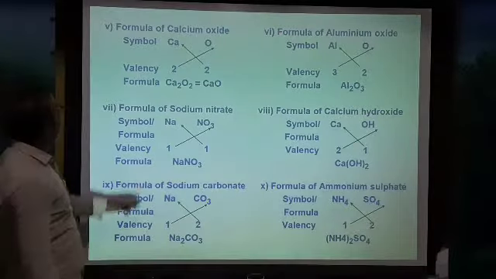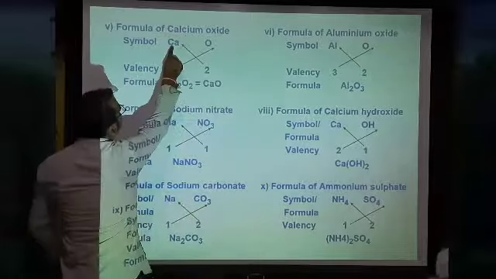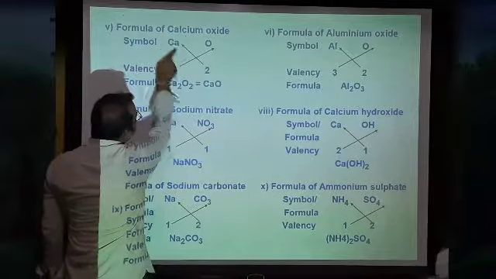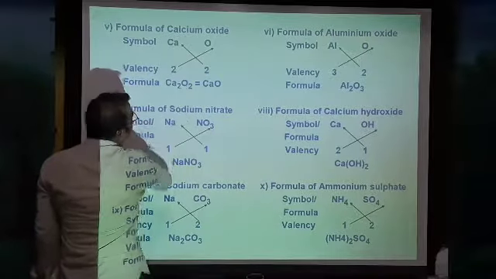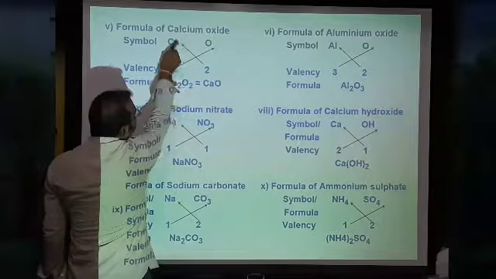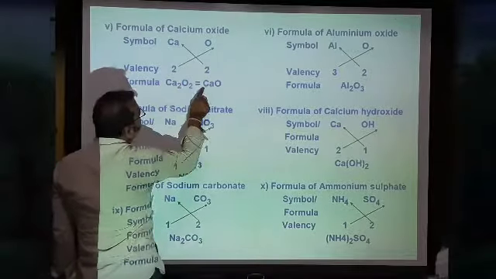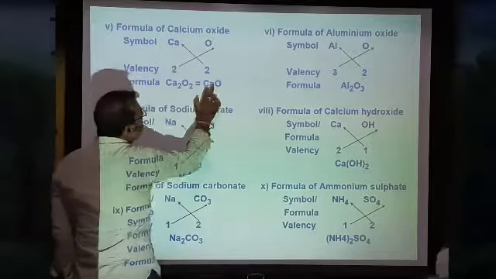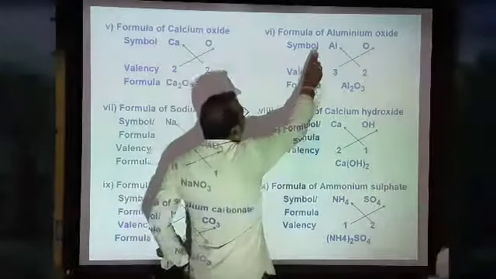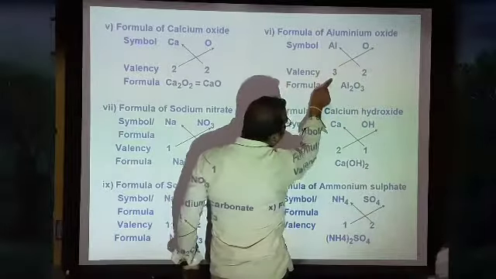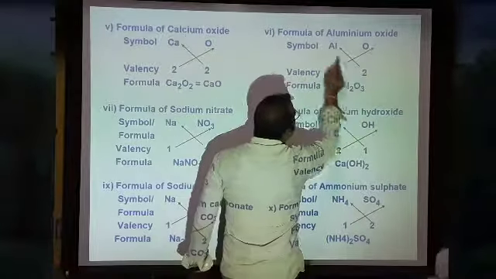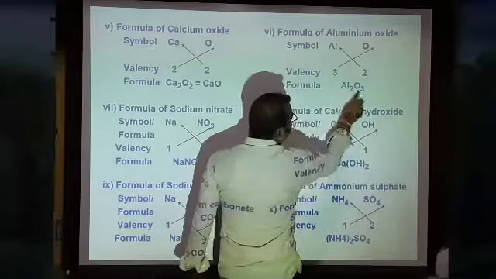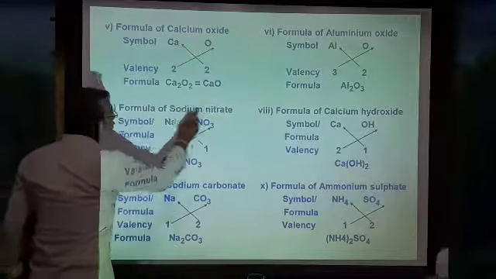See the next one, calcium oxide. The calcium valency is 2. Oxygen valency is 2. We need to cross this. Ca2O2. Instead of that, we can write CaO, because their valency is the same. So here is one more: aluminium oxide. The aluminium valency is 3. Oxygen valency is 2. We need to cross. Al2O3.